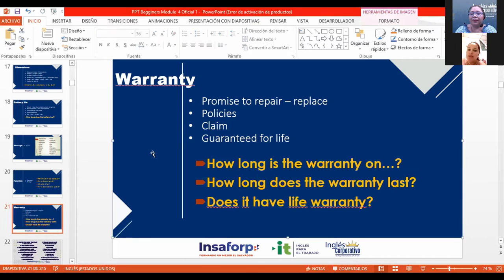And what means claim? Claim. Claim es una queja, un reclamo. Okay. Un reclamo. Entonces, you claim the warranty. Esa es la palabra que se usa, sería file a claim about the warranty. Okay. File a claim.